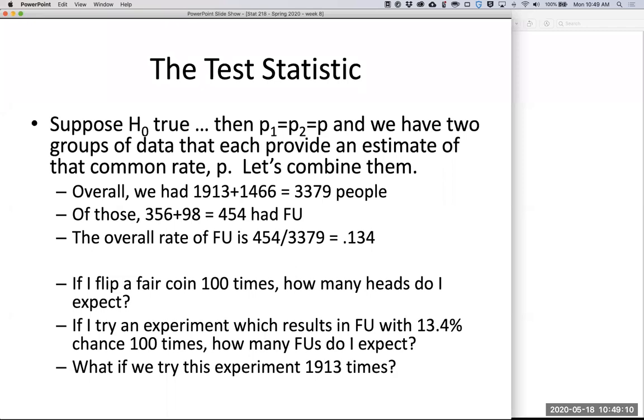the rate of fecal urgency is the same in both groups. P1 and P2 would be the same. Again, if P1 and P2 are the same, then we have 2 separate rows worth of data, both of which provide us estimators of the unknown common rate P. And so I'm thinking let's just combine both groups. We have 1,913 plus 1,466, or 3,379 people.